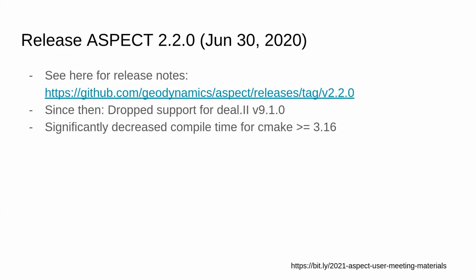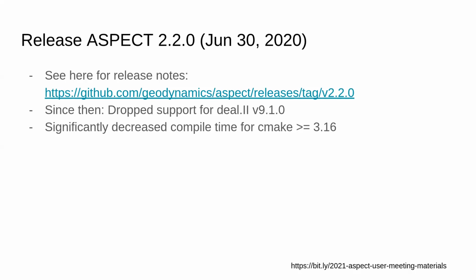Then the other big thing in 2020 was, of course, the release of Aspect 2.2. You can see the full release notes on GitHub. And since then, we had a few major changes. We had a few changes that changed compatibility with deal.II, for example. After the release, we dropped the support for deal.II 9.1.0. So if you run the latest development version, then you will need deal.II 9.2.